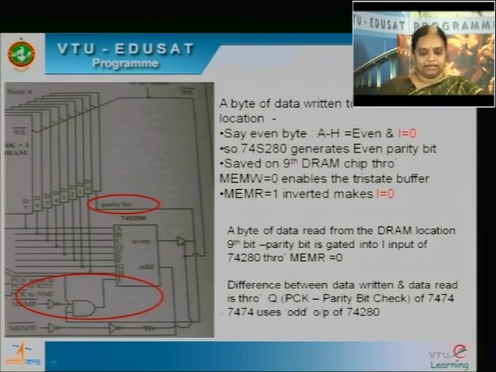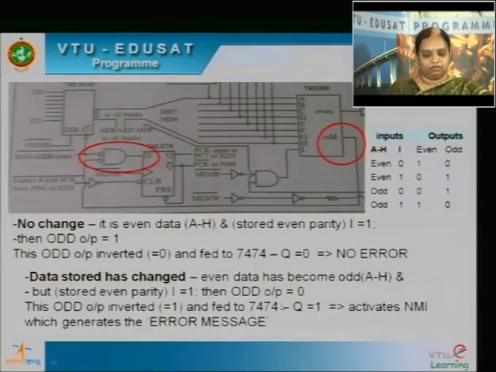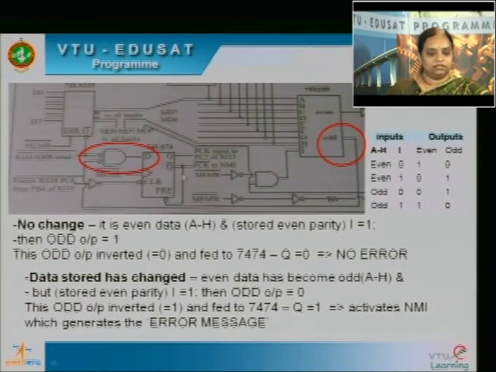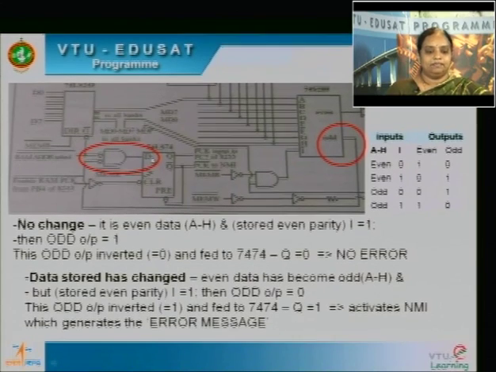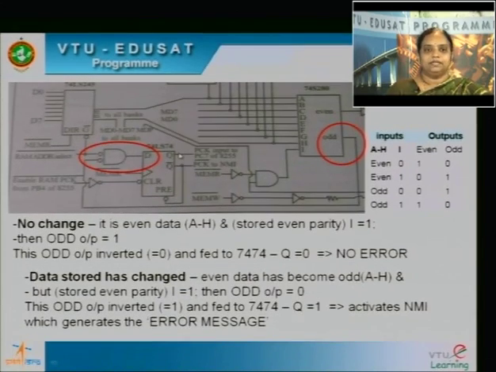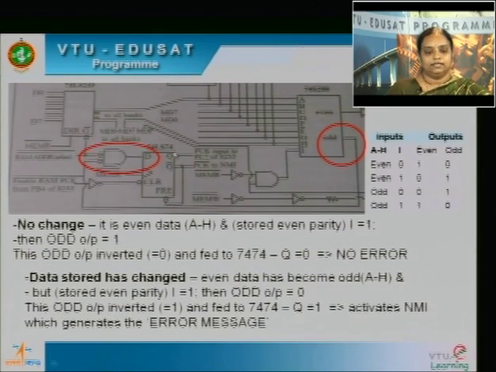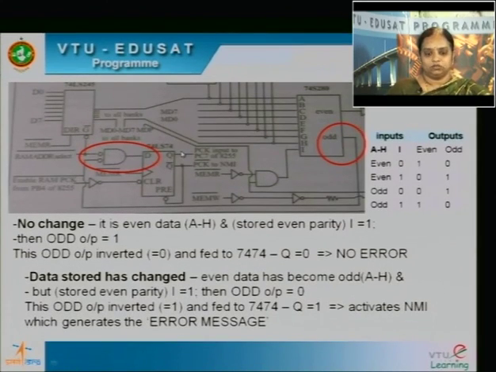This odd signal is given to the 7474 through an inverter. So the odd is generated, it becomes 1, the D becomes 0, and the Q also becomes 0. If the Q is 0, then there is no error.